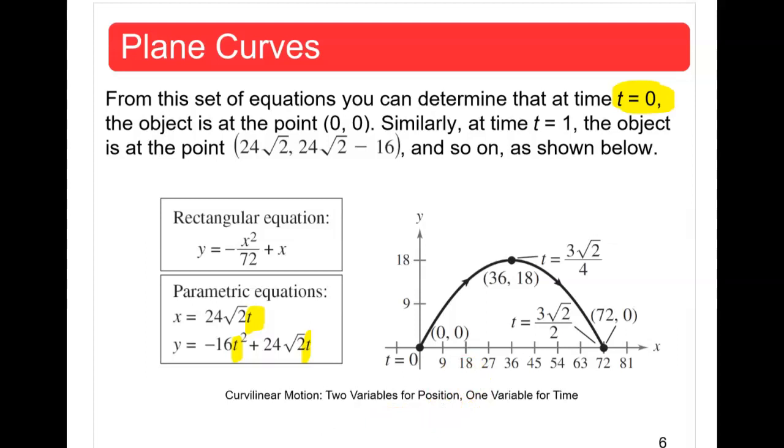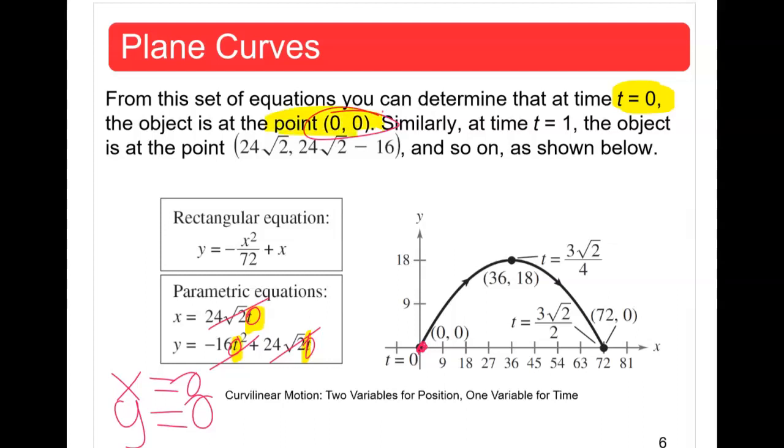So if I substitute 0 in both equations, this product will be 0, this product will be 0. 0 squared, 0 times negative 16 will be 0. So both x and y will be 0. And so what that tells me is that we will be at the point (0, 0), which is actually here at the origin, and both x and y were 0 when t was 0.